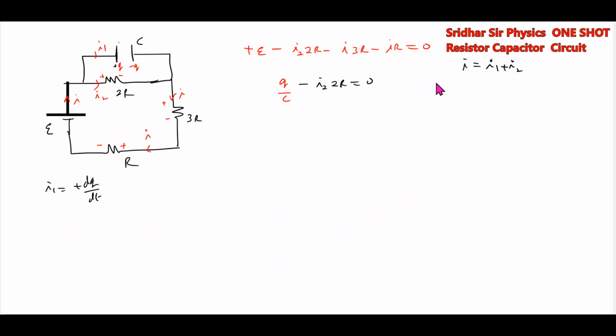I1 is responsible for dq by dt. So we'll write one more loop equation. Plus C minus Q by C minus I into 4R equal to 0. What is I? I is equal to I1 plus I2. Okay, agreed, this I we should replace. What is I1? I1 is dq by dt. What about I2? I2 is this much. Then solve and we'll get the differential equation. By integrating, we'll get the expression for charge across the capacitor at any time t.